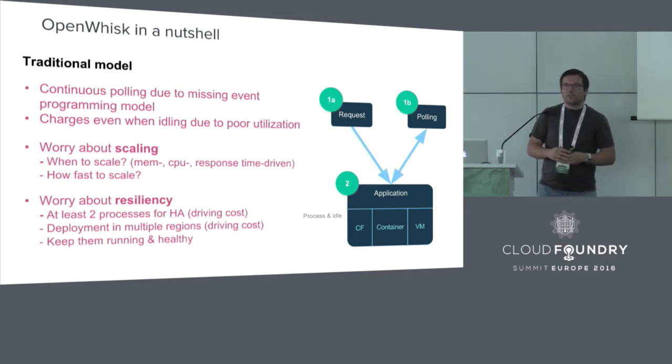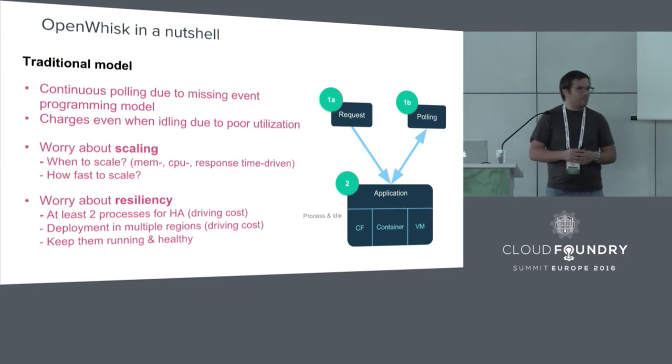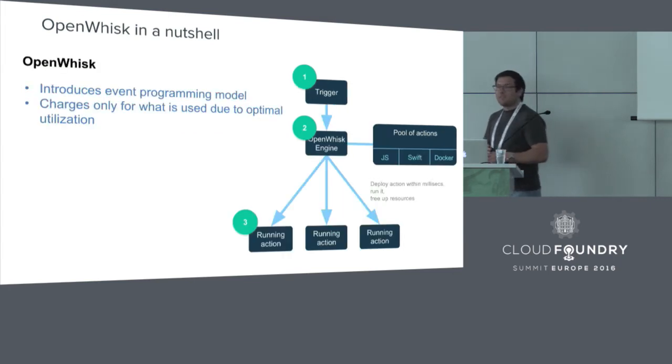So if you want to achieve high availability, you need at least two processes, which is a kind of redundancy. So of course, this costs money. And probably you also want to have multi-region deployments. That costs money as well. And of course, keeping everything running and healthy costs money again. So OpenWhisk helps you to overcome these drawbacks.